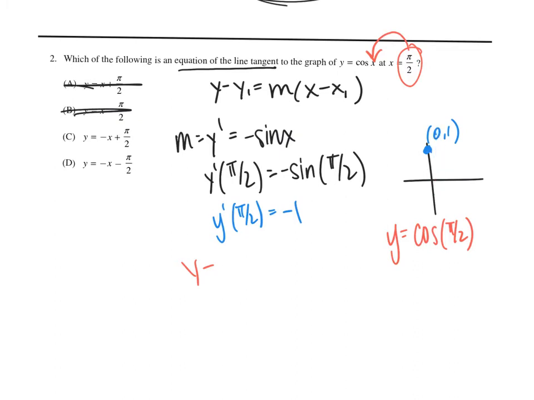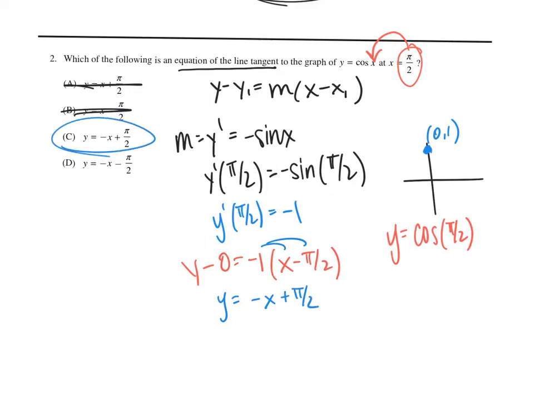and that is 0. So when I go to write my point slope form, we'd have y minus 0 equals my slope, which we already found was negative 1, times x minus my x coordinate. y minus 0 cancels out to just y, and if I were to distribute my negative 1 slope, I'd have a negative x plus pi over 2, and that is answer C.